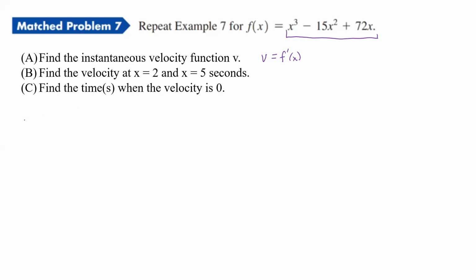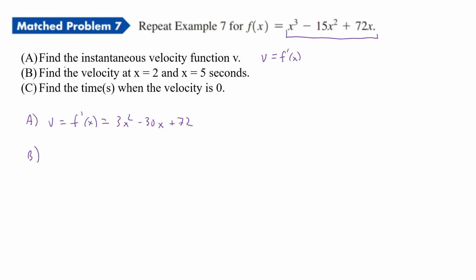velocity function v. So for a, v is equal to f prime of x is equal to, well, here, 3, bring it down, that's going to be a 3x squared. Bring down the 2, so it's going to be a minus 30x. And bring down the 1, so it's going to be plus 72. Okay. And so that would be our answer for the instantaneous velocity function v.